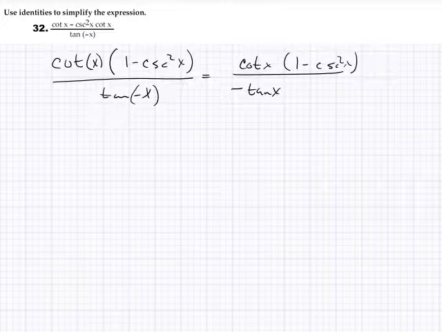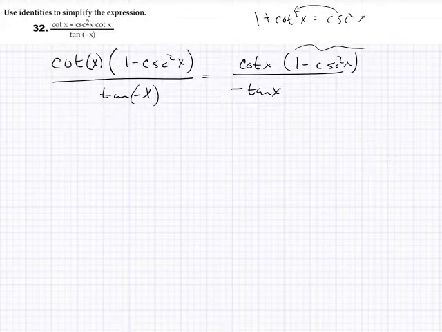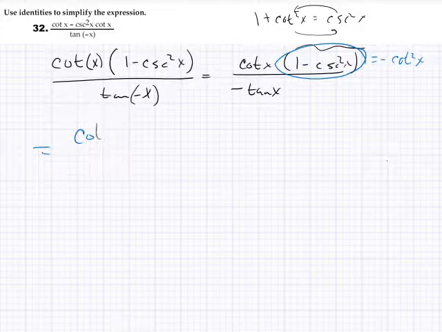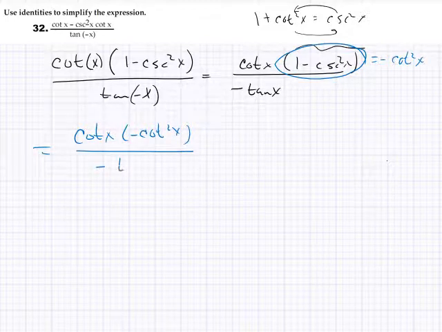In this case, we're going to use that 1 plus cotangent squared equals cosecant squared to help simplify this piece. So again, remember 1 plus cotangent squared equals cosecant squared x. We don't quite have that here, but if I switch the cosecant squared to that side and the cotangent to that side, I'd subtract each one. So we could say that this piece here would be equal to negative cotangent squared. So what do we have here? We have cotangent x times negative cotangent squared x all over negative tan x.